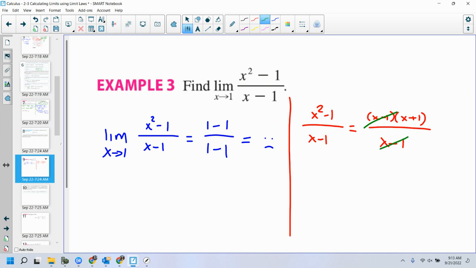Presto changeo. And we've got x plus 1. And we know back from Algebra 2, when you cancel out like that, the function is going to act like the reduced one, with one exception: there's a hole at 1. But do I care about holes with limits? No, I don't care what's happening around it. I don't care what's happening at it. I only care about what's happening around it. So this is essentially the same thing. The limit as x goes to 1 of x plus 1. And now we can do direct substitution to get 2.